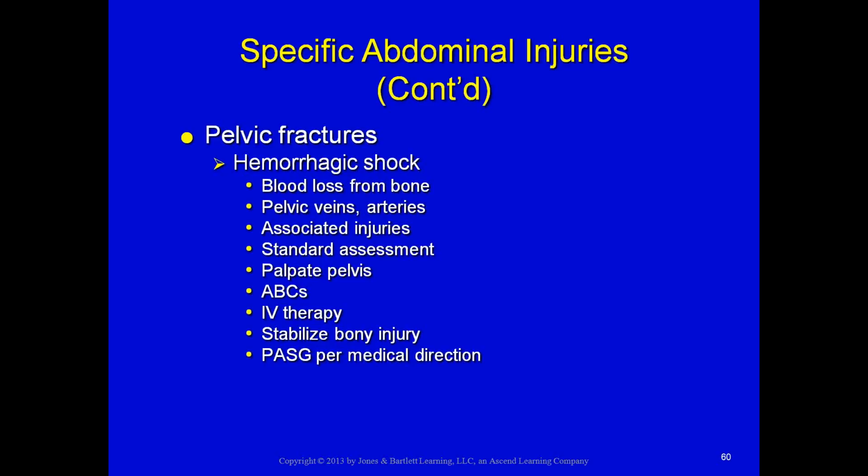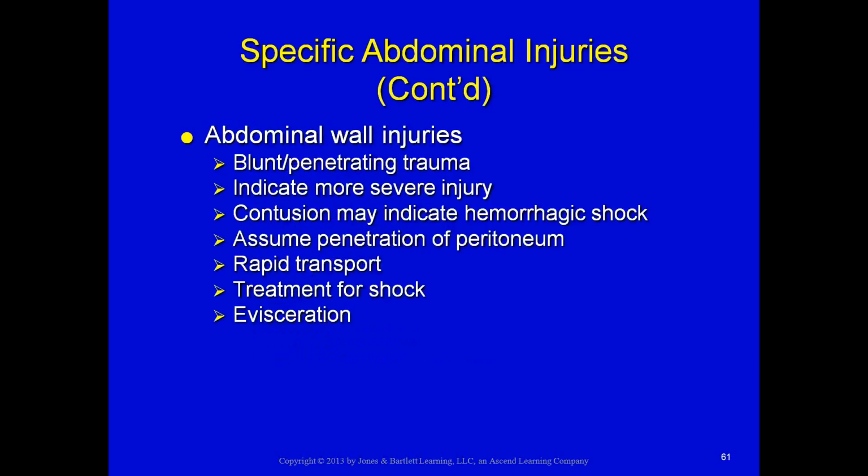If I suspect it's broken, I'm going to splint appropriately. Manage the ABCs, establish an IV. If there's no radial pulse, give them a fluid bolus. And then pneumatic anti-shock garments as a splint for a possible pelvic fracture. Again, I just think that's way too much manipulation, increasing the risk of continued hemorrhage.